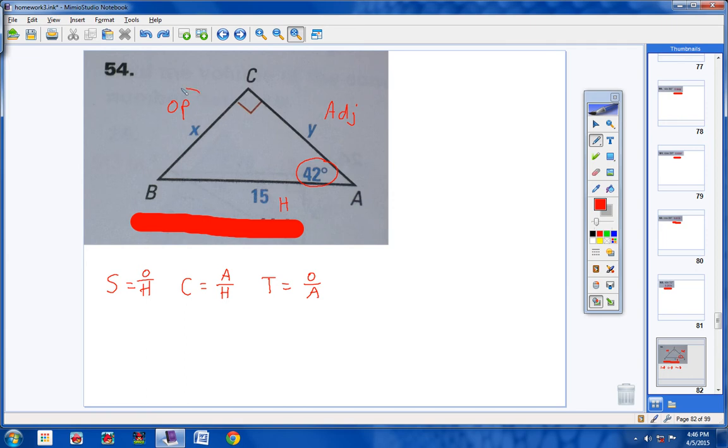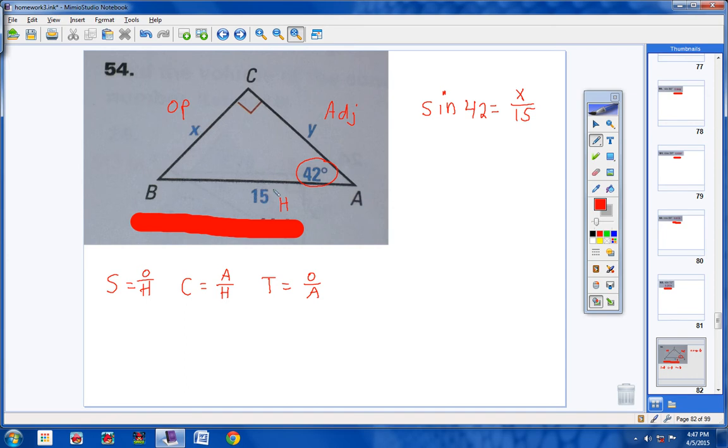So if you're solving for x first, that's what? Opposite. And we have to use the side that we know, which is hypotenuse. So we're dealing with opposite and hypotenuse. What would that be? That would be sine. Sine has opposite and hypotenuse, okay? So I'm going to write sine of what angle? 42 degrees equals opposite over hypotenuse. There it is. Set up perfectly. Opposite is x, hypotenuse is 15.